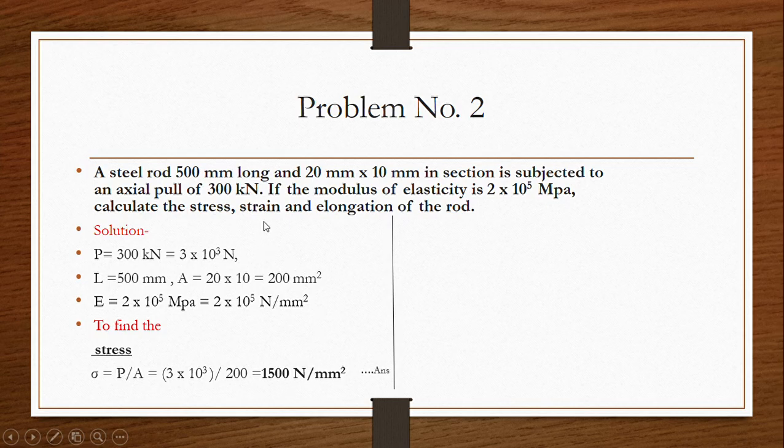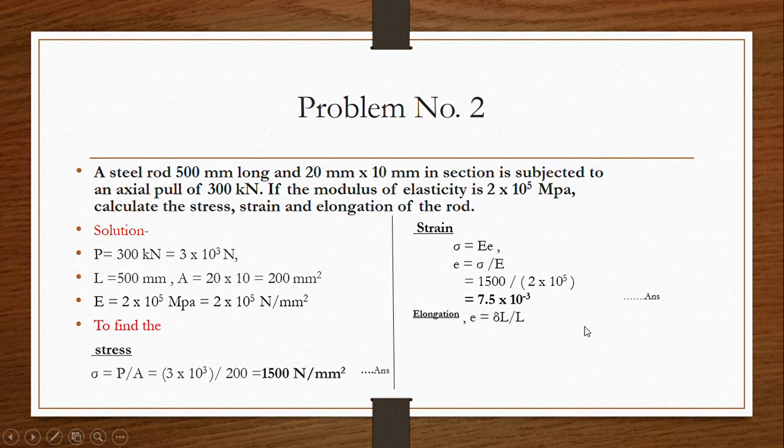Second is small e, that is strain. The formula is sigma equals capital E into small e. So we modify the formula and substitute the value. By calculation we get small e equals 7.5 into 10 raised to minus 3. As strain is the ratio of two similar quantities, it doesn't have any unit. So keep in mind the strain doesn't have any unit.